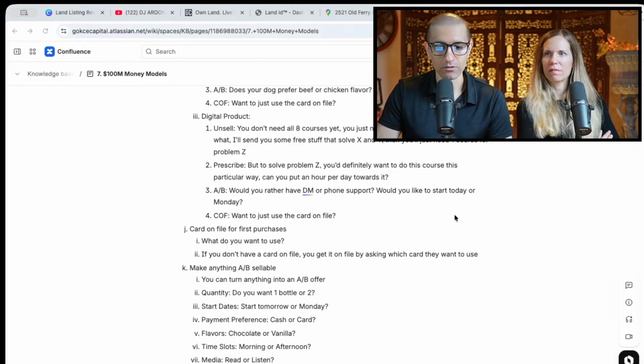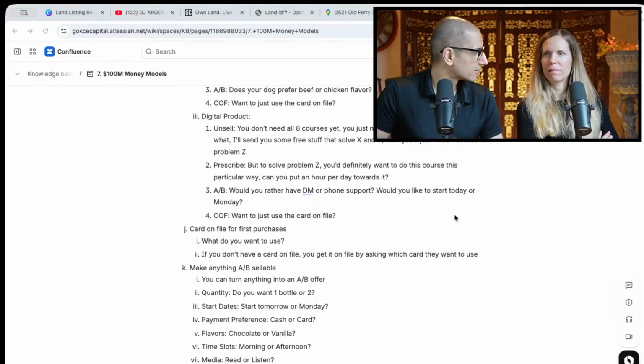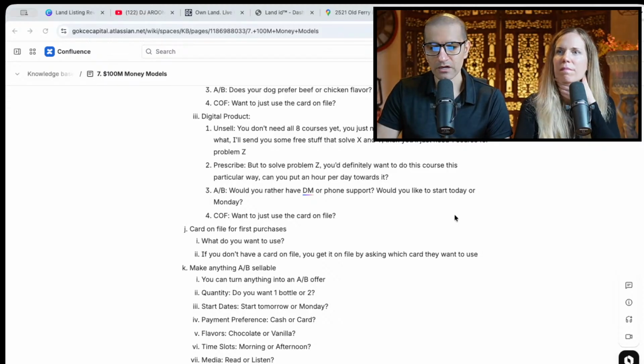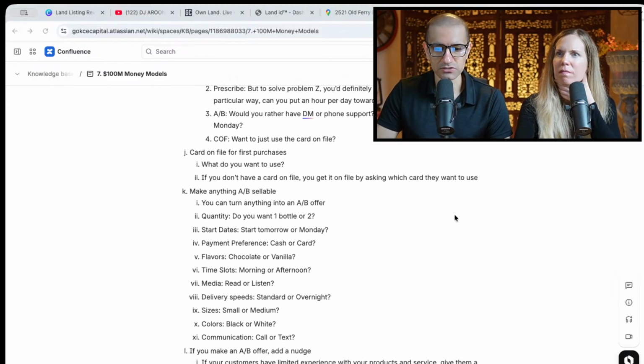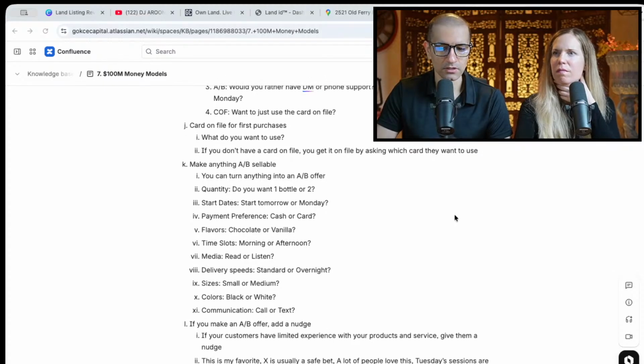A/B. Would you rather have DM or phone support? Or would you like to start today or Monday? Card on file. Yeah? Card on file for first purchases. What do you want to use? If you don't have a card on file, you get it on file by asking which card they want to use.